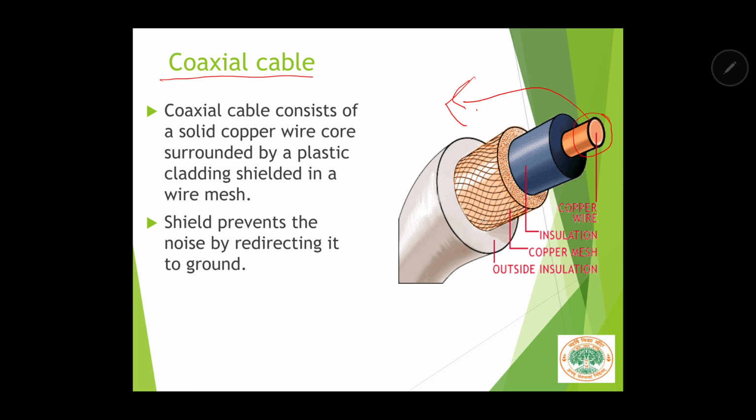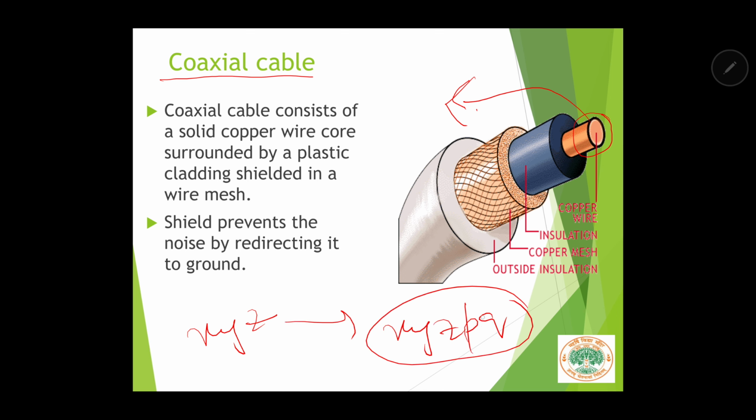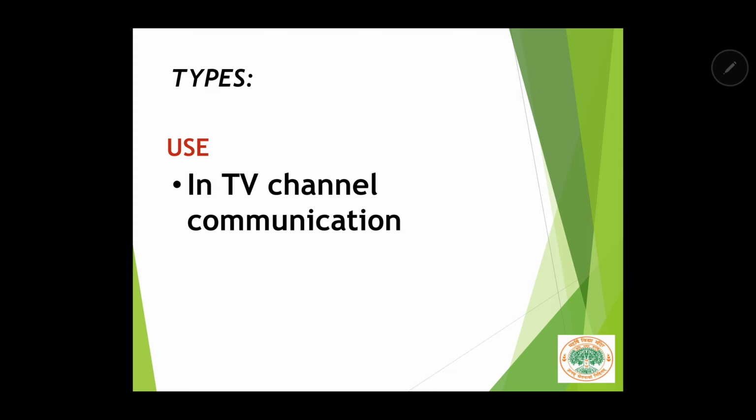I have already said what noise is. Noise is unwanted signals. So if you are sending XYZ and while receiving, you are getting XYZ and along with that you are receiving PQ also, PQ is undesirable, meaning PQ is noise. So this noise is prevented with the help of the other layers. Coaxial cable consists of a solid copper wire core which is surrounded by a plastic cladding shielded with a wire mesh. What is the use of this shield? The use of this shield is to prevent the noise by redirecting it to the ground.